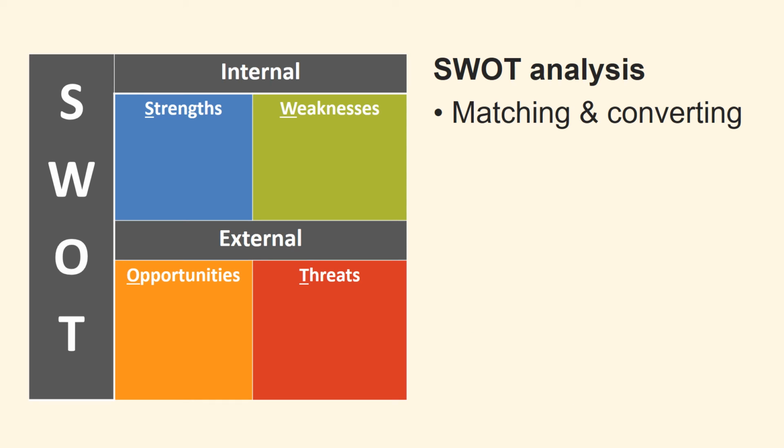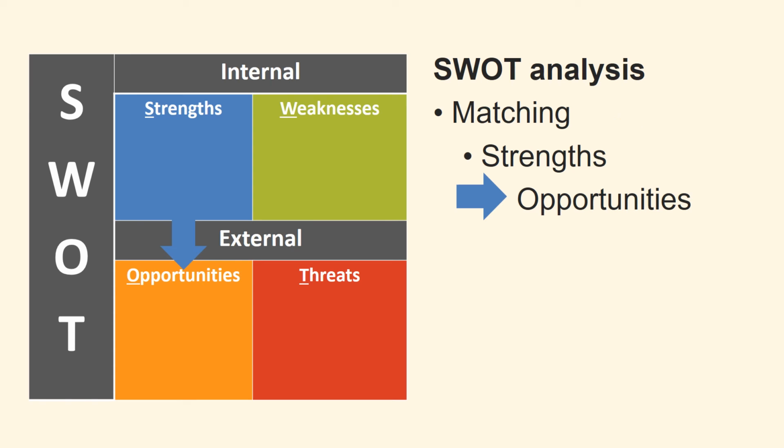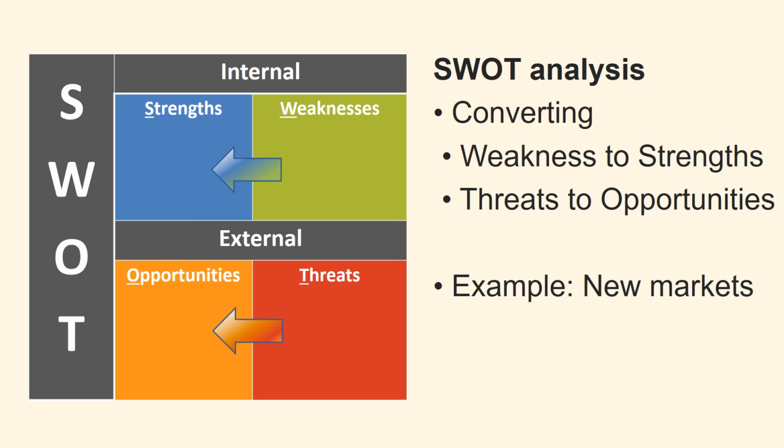One way of using SWOT is matching and converting. Matching is used to find competitive advantage by matching the strengths to opportunities. Another tactic is to convert weaknesses or threats into strengths or opportunities. An example of a conversion strategy is to find new markets.